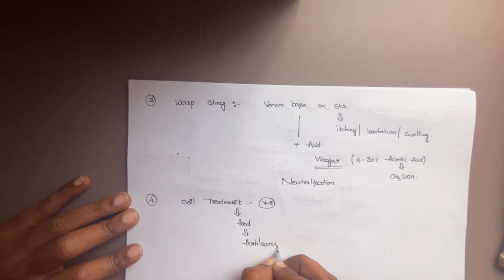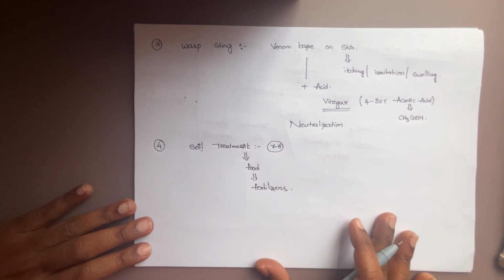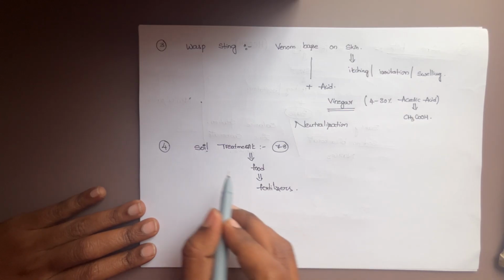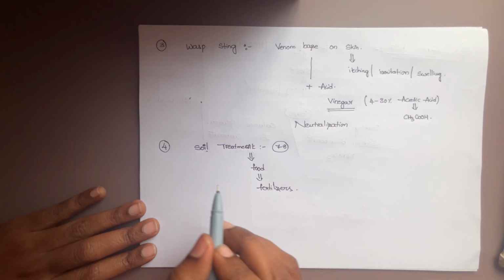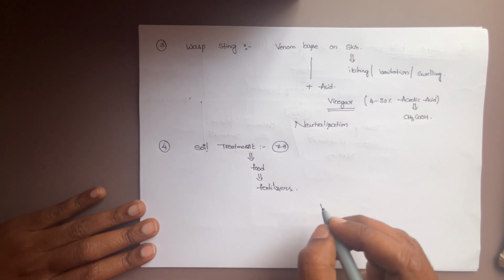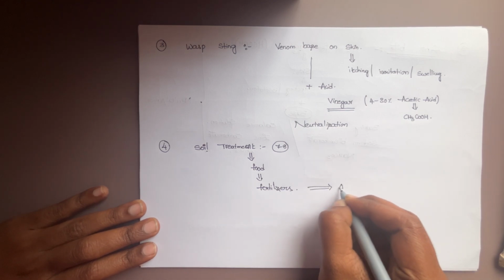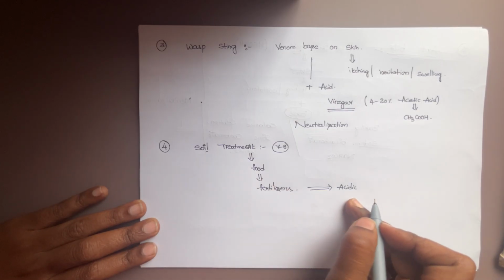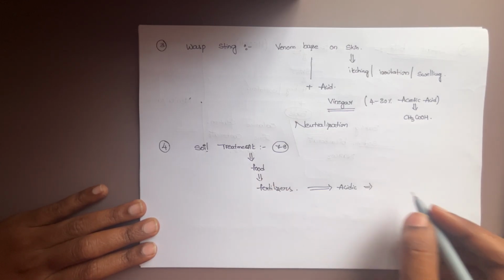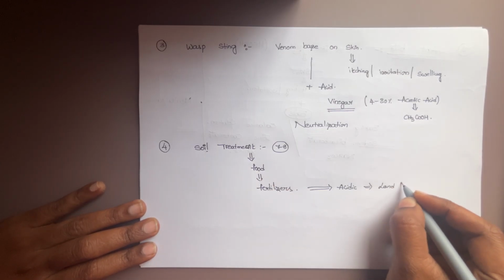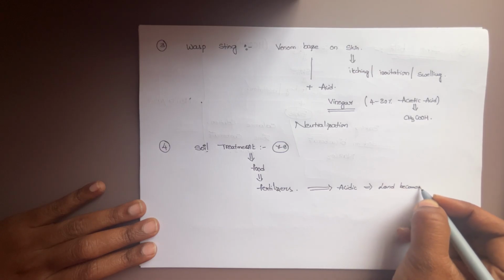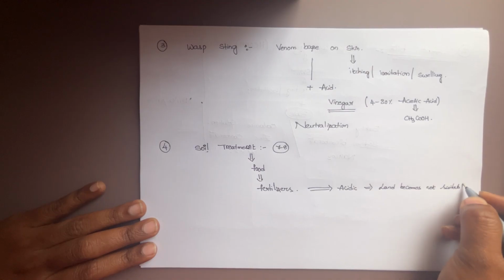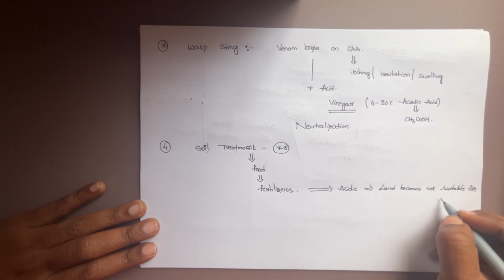More fertilizers we are adding. Whenever we add more fertilizers, what happens? It spoils the quality of the soil. How does it spoil the quality of the soil? The soil becomes acidic. If you add more fertilizers, the soil becomes acidic. Then the land is useless. Then the land becomes not suitable for crops.